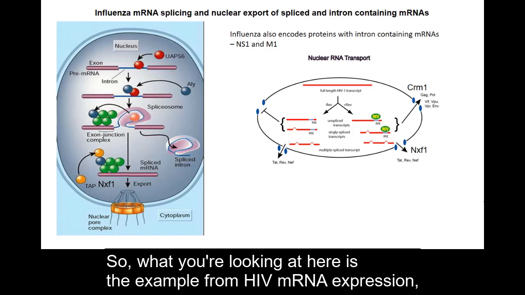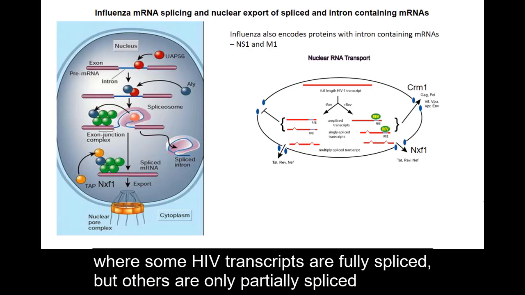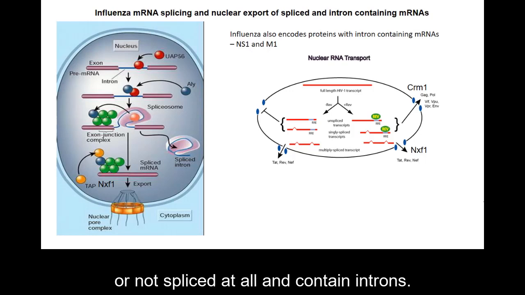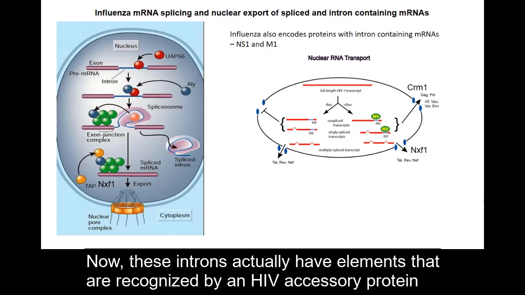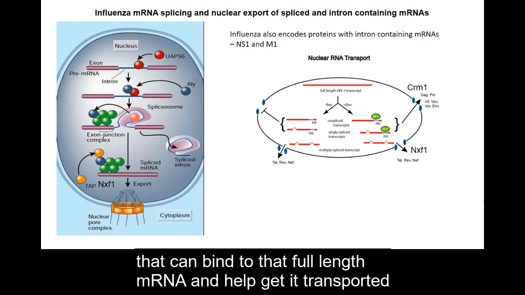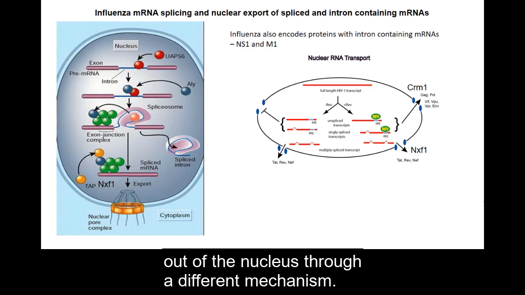So what you're looking at here is the example from HIV mRNA expression, where some HIV transcripts are fully spliced, but others are only partially spliced or not spliced at all and contain introns. Now, these introns actually have elements that are recognized by an HIV accessory protein that can bind to that full-length mRNA and help get it transported out of the nucleus through a different mechanism.